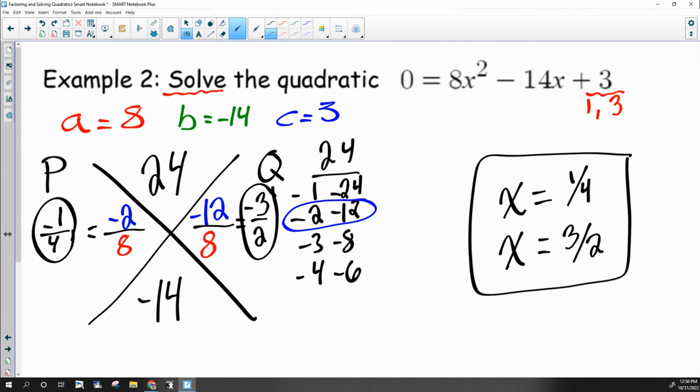The only difference was what? What do you do at the end? Flip P and Q, and that's what x equals. Otherwise, it is the same as factoring.